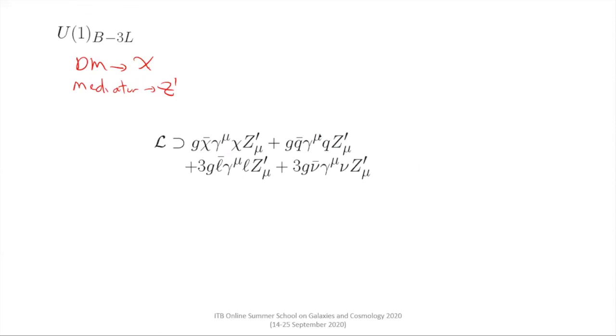This is quarks, and this is leptons. Quarks are the constituents of protons. These leptons are the electron, muon, and tau leptons. And then these are the neutrinos.